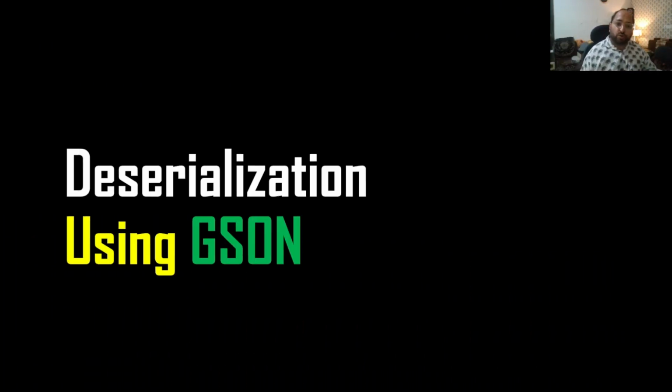So what is GSON? GSON is a library that we are going to utilize. It is another way than object mapper. Object mapper is one of the most widely used techniques to deserialize a JSON response into POJO classes. Similarly, GSON is another library which can also be utilized to convert a JSON response into POJO classes.